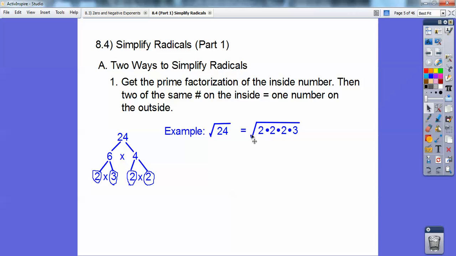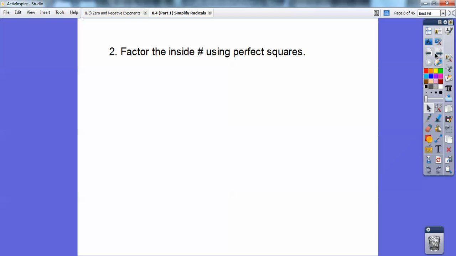Okay, so get the prime factorization of the number inside, and then you need 2 of a kind on the inside, which brings 1 on the outside. So I have these two that match up, so it'll bring 1 two on the outside. So 2 twos on the inside brings 1 two on the outside. And since these don't match up, they stay inside the radical, so you're going to get 2 root 6 as your answer.